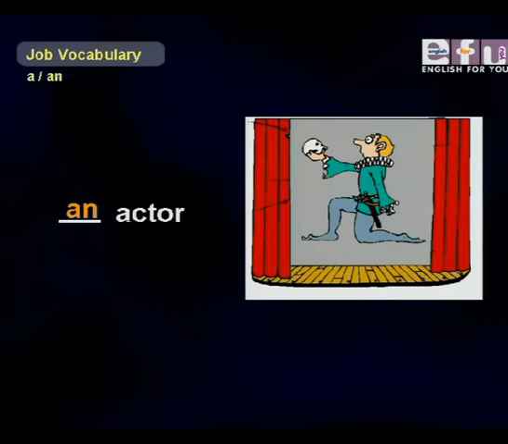Bad, bid. And, end. Band, bend. Had, head. Bag, big. Man, men. All right, very good. Review. Now, let's do some review.